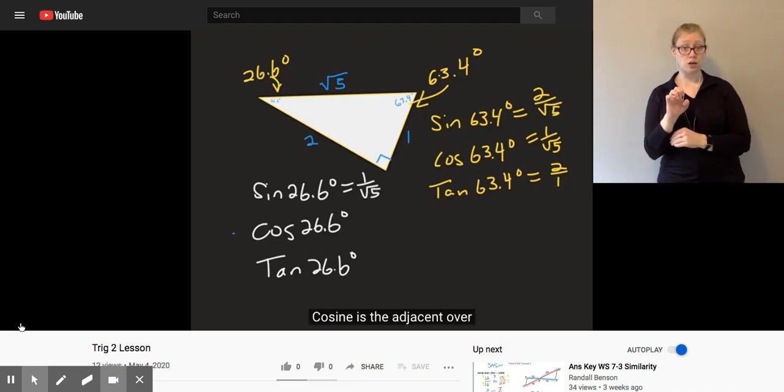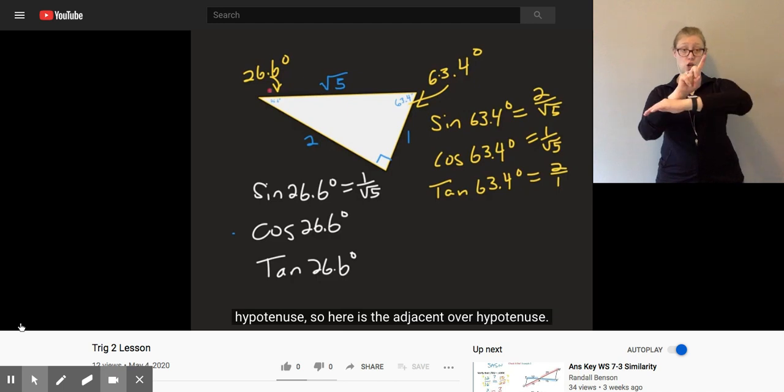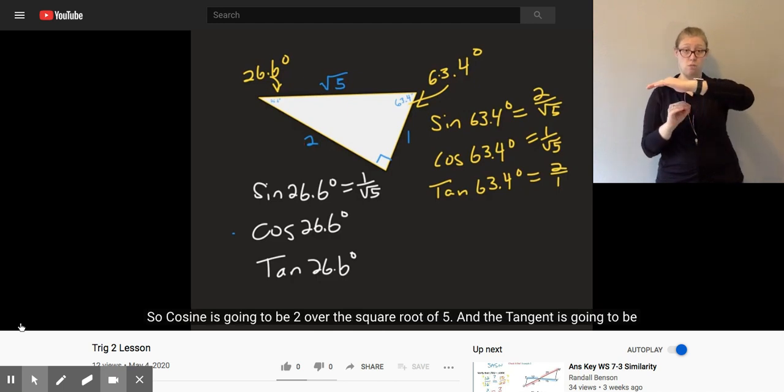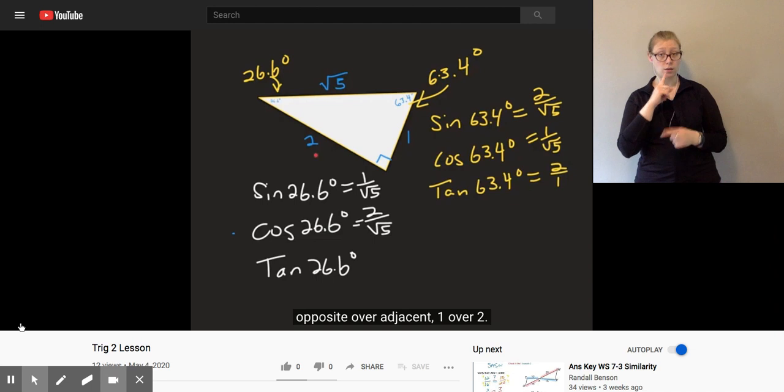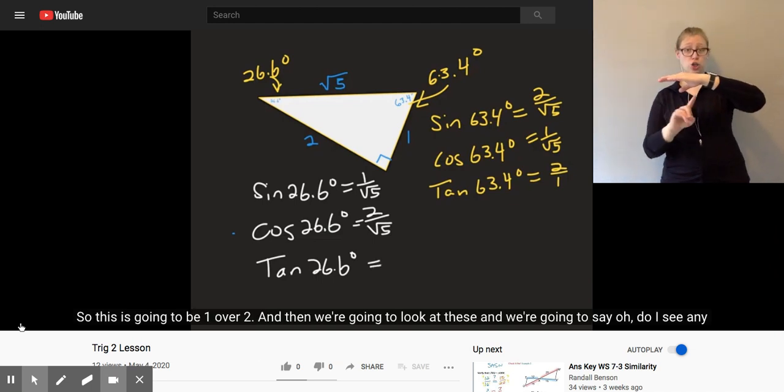The cosine is the adjacent over hypotenuse. So here is the adjacent over hypotenuse. So cosine is going to be 2 over the square root of 5. And the tangent is going to be opposite over adjacent, 1 over 2. So this is going to be 1 over 2.